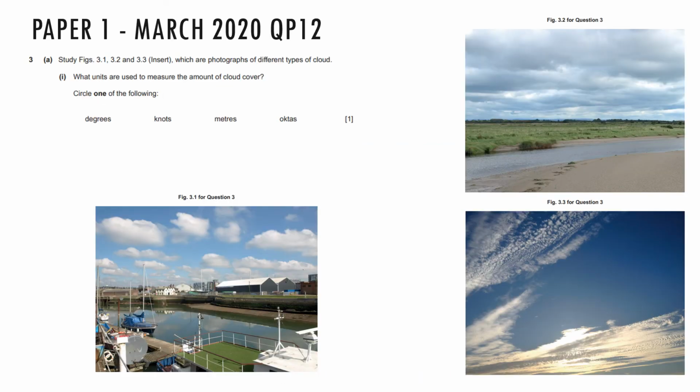So, a question from paper 1. Here we've got an insert of 3 different types of clouds. First question, what units are used to measure the amount of cloud cover? Octaves, 1 mark.